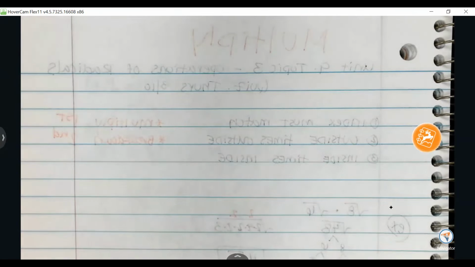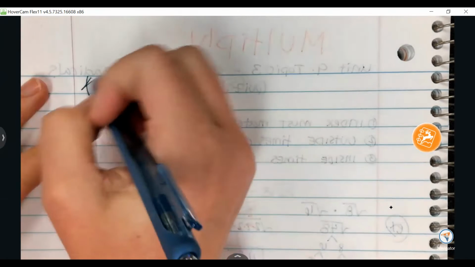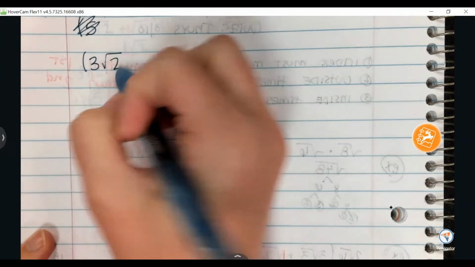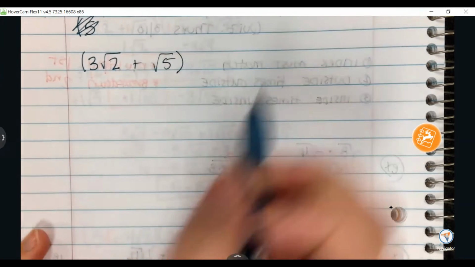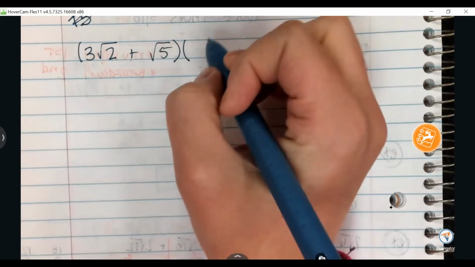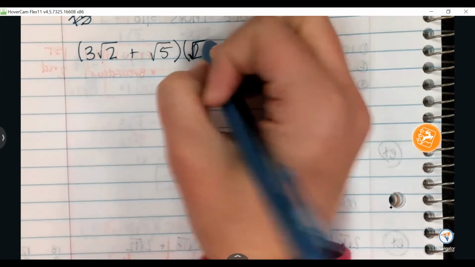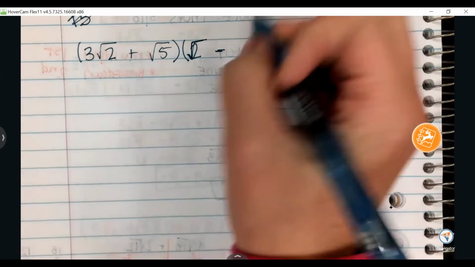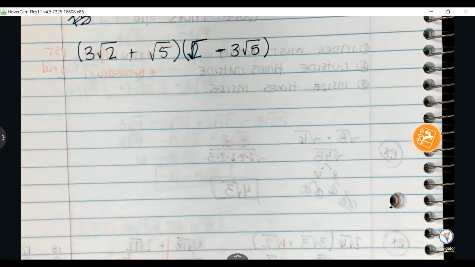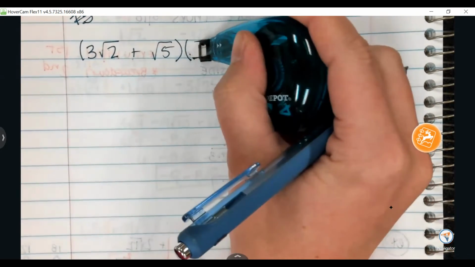All right, so my first problem is going to say 3 square roots of 2 plus square root of 5, all in one parenthesis. And then my second parenthesis is going to say square root of 2 minus 3 square roots of 5. Good gracious, this is not good today. Come on, Miss Bailey, get it together.